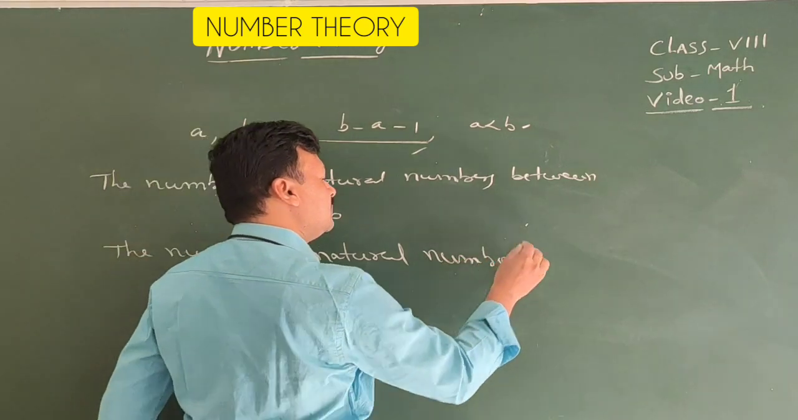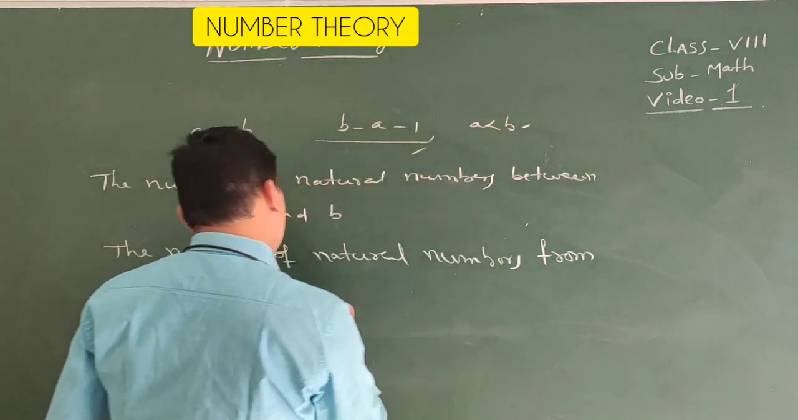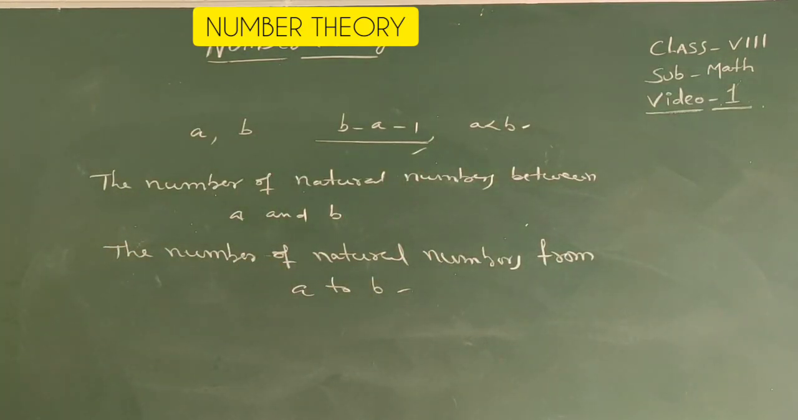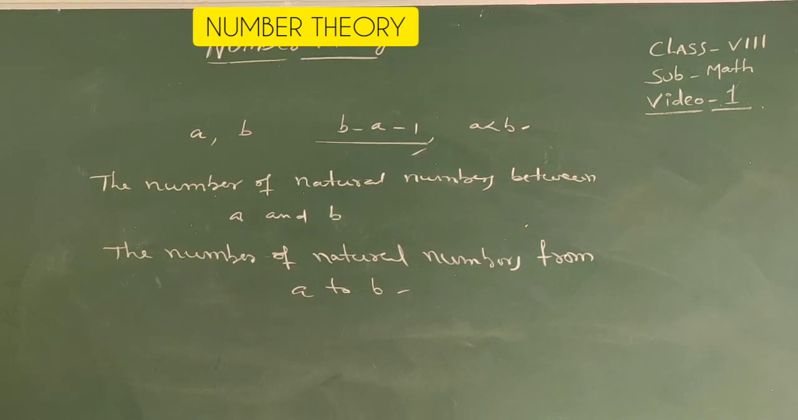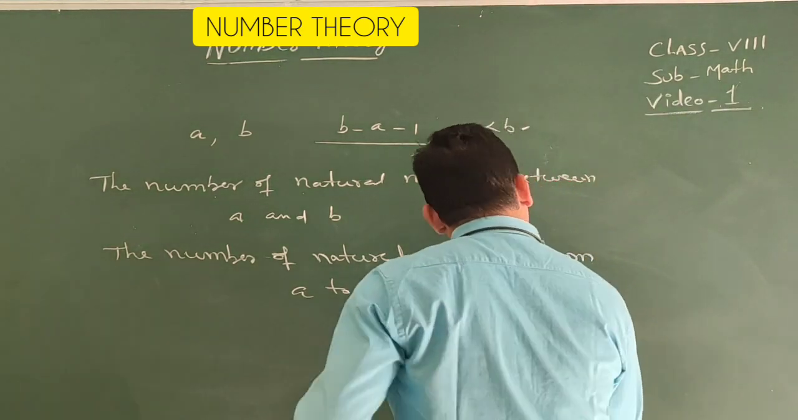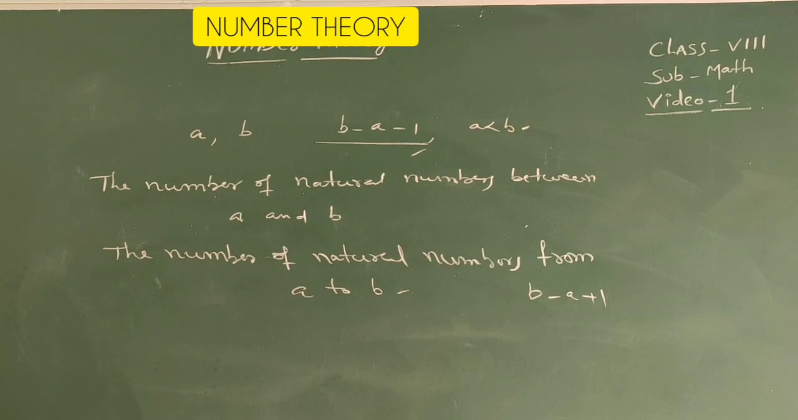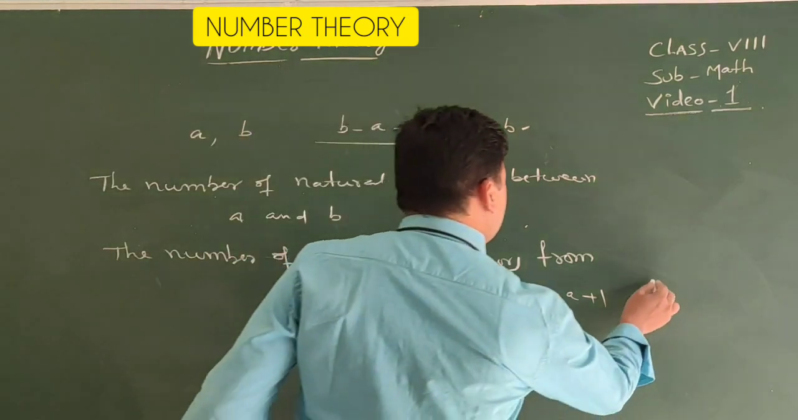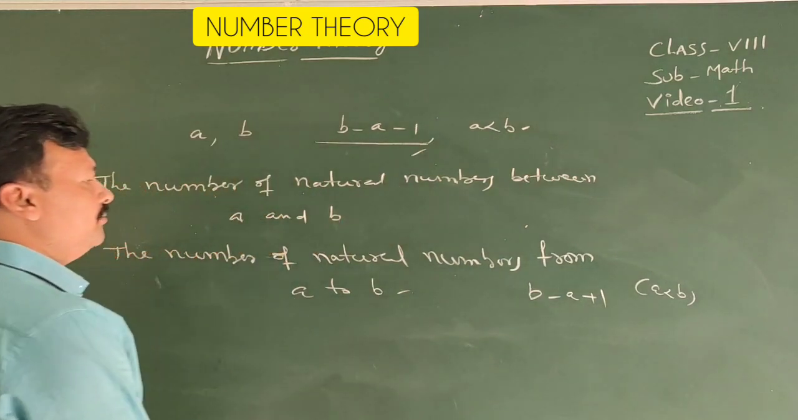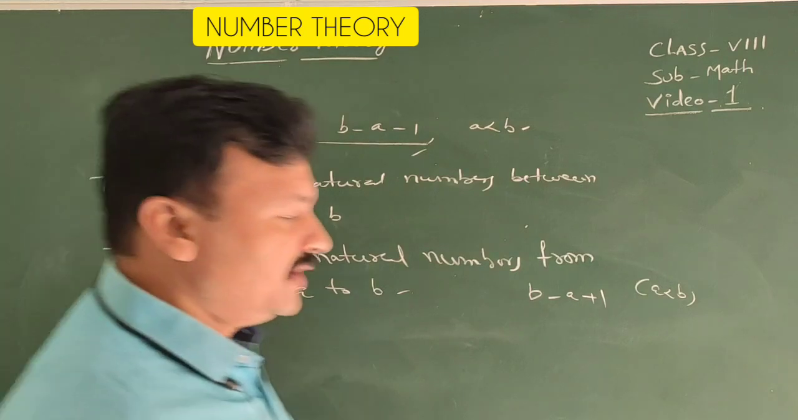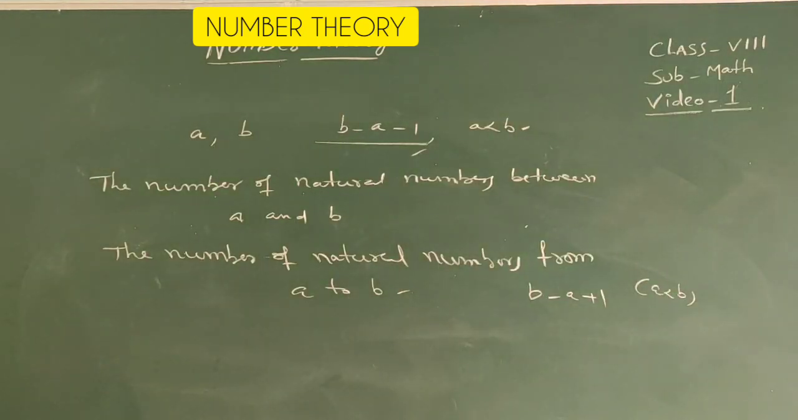The number of natural numbers from A to B. Between A and B means B minus A minus 1. From A to B means B minus A plus 1. They are asking from and to, that's why B minus A plus 1. Here also A is less than B. In this way, we can find the natural numbers.